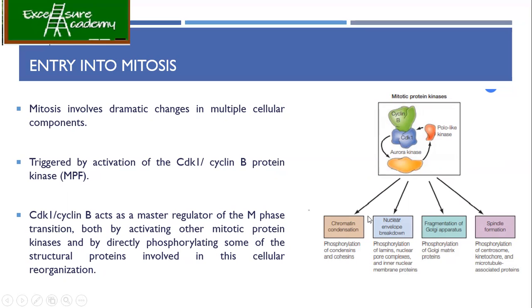Okay. Now, what happens when this MPF gets activated? So chromatin condensation starts. Yes, that's already been discussed. Now, in prophase, early prophase, chromatin condensation starts. Nuclear envelope breakdown happens. Fragmentation of Golgi apparatus happens, and the spindle formation. So these are the four important functions of the MPF which is going on. So what is the first one? Chromatin condensation. So now how is it happening?